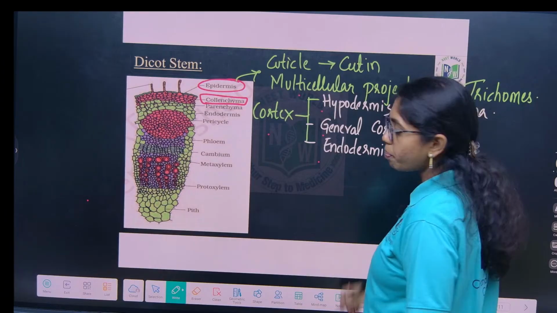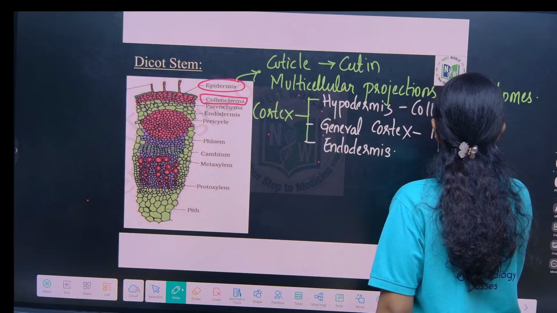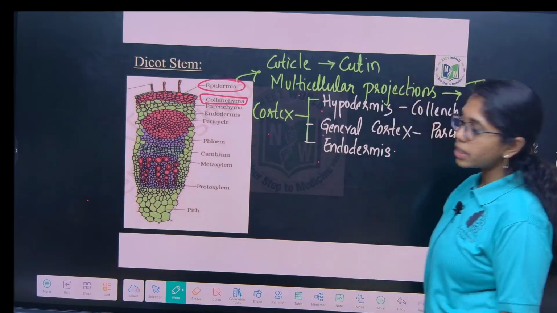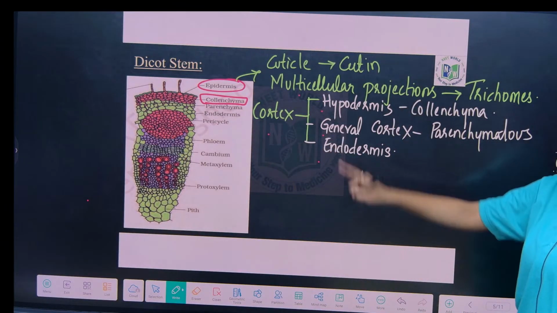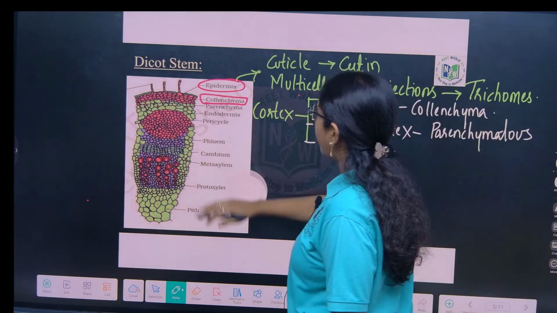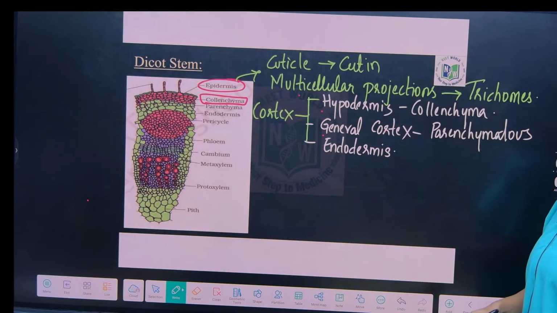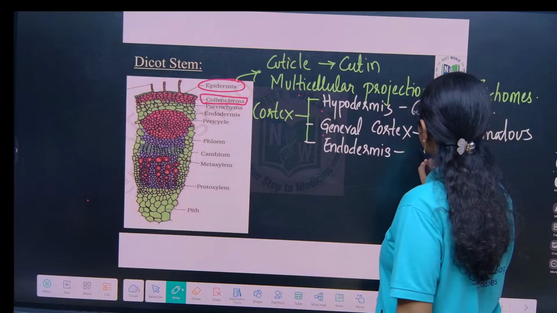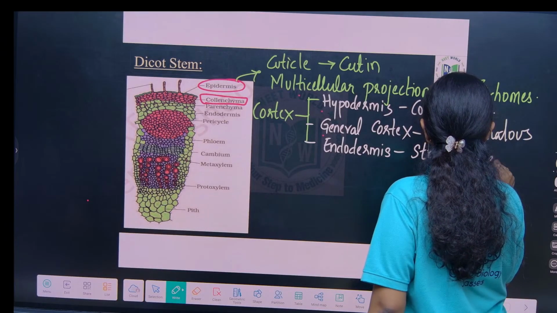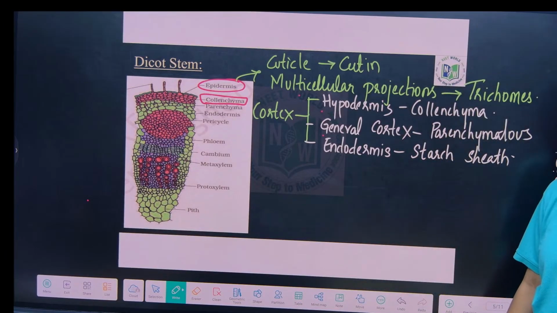General cortex is parenchymatous. The last layer of the cortex region is what? Endodermis. The last layer of the cortex region is endodermis. Yes, parenchymatous. But endodermis here has a starch sheath. Endodermis has a starch sheath.